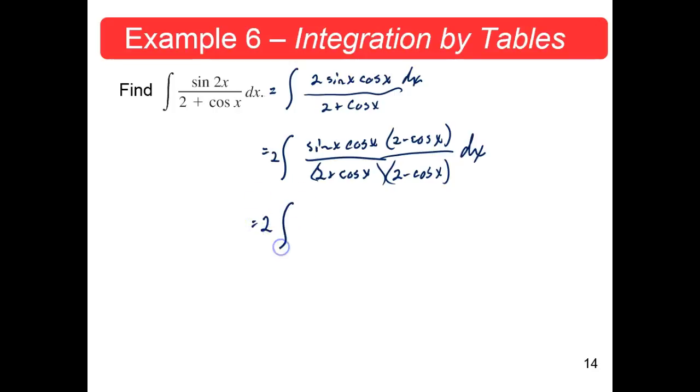That'll be 2 times the integral of, and let's see what the numerator is, 2 sine x cosine x minus sine x cosine squared x dx, right? Distribute this across the parentheses, right? Now, what does that denominator become? 4 minus cosine squared x.